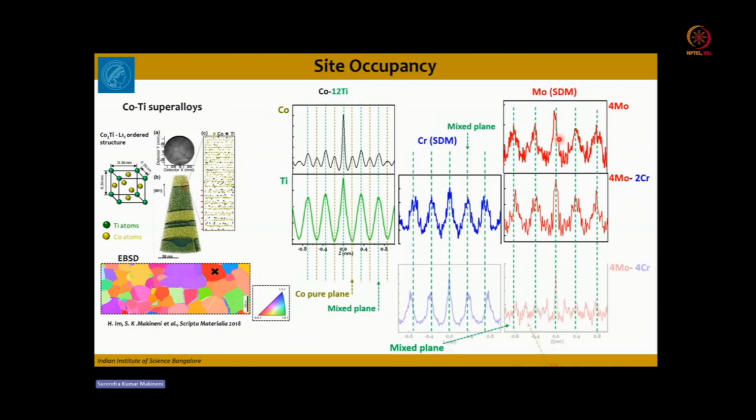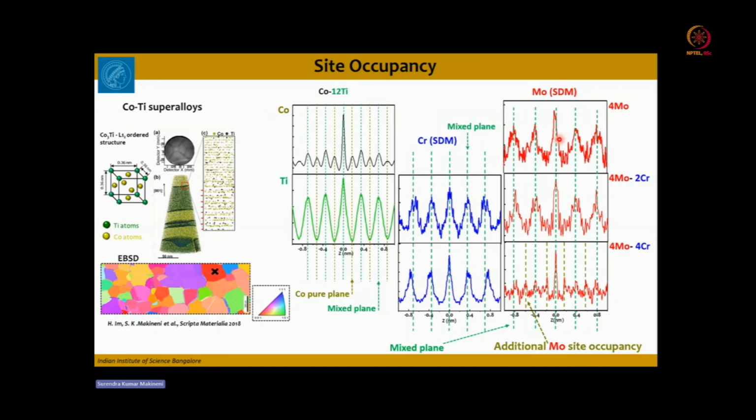Now, if we increase the chromium content, we see that chromium occupies the titanium position, but the moly site occupancy shifts from 0.36 to 0.18. So there is a change in the site occupancy of the moly atom with the increase of the alloying addition. The alloying addition has a direct consequence of shifting the site occupancy of any solute atom, either at the 0 position or the half 0 positions.